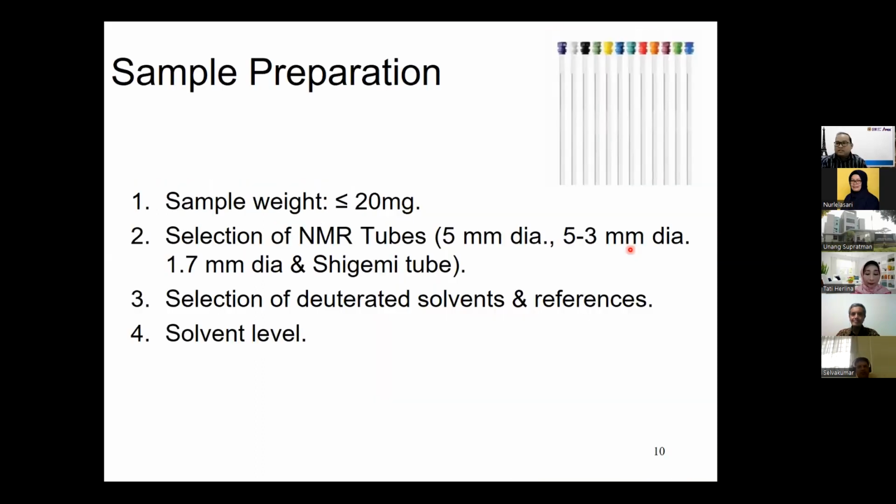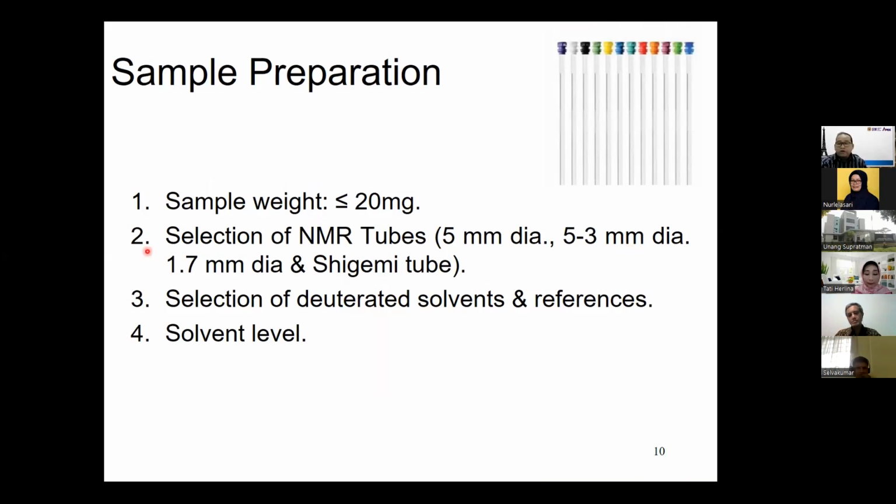So I just touch a little bit on sampling, which is not taught in lectures. The first one is sample preparation. Usually we need less than 20 milligrams, because if we have more than 20 milligrams, it will affect the quality of the NMR spectra. I will show you why after this.